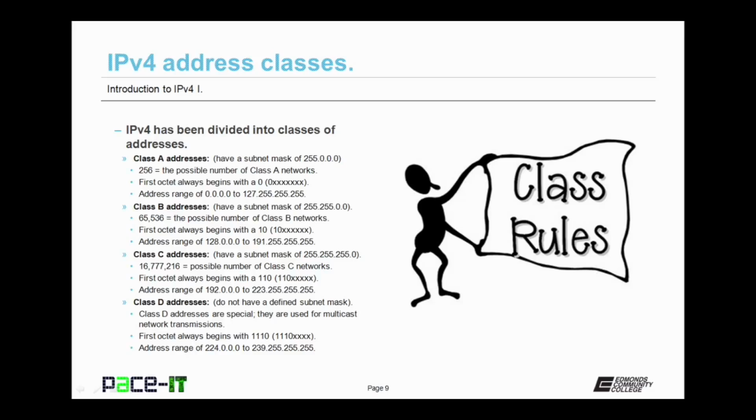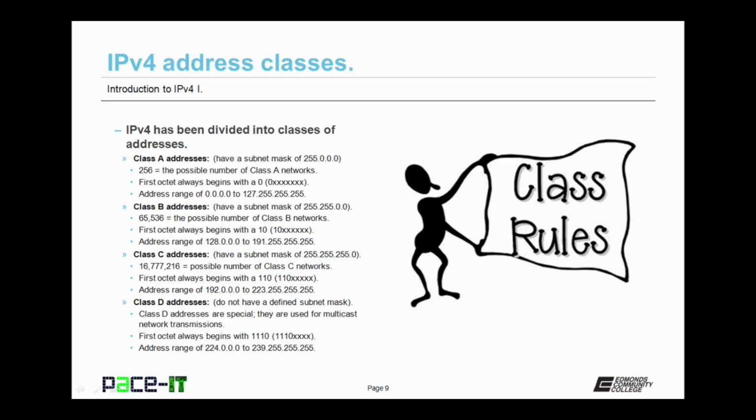The first octet on the left always begins with a 0. So that means that the first bit of the left-hand octet always begins with a 0. That gives us a possible address range of 0.0.0.0 to 127.255.255.255.